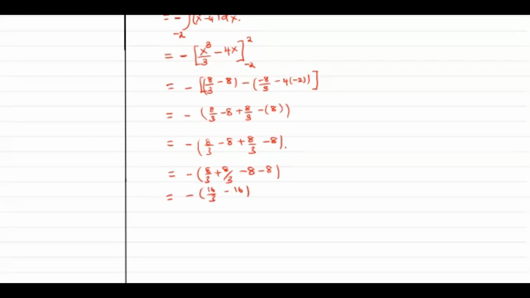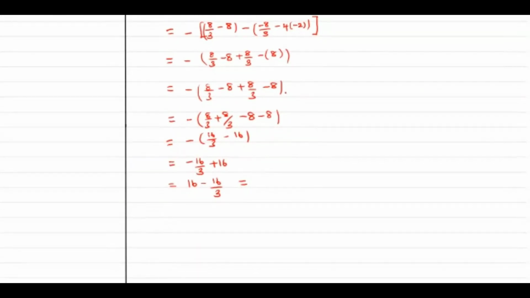Let's apply the negative sign as we open brackets, and that will be minus 16 over 3 plus 16, which is equal to 16 minus 16 over 3, and the value of 16 minus 16 over 3 is 32 over 3. So that is equal to 32 over 3, which is equal to 10 and 2 over 3. We can therefore conclude that the area represented by R is equal to 10 and 2 over 3 units squared.